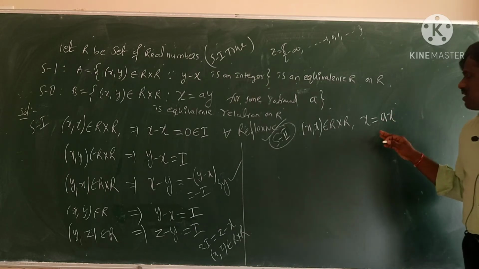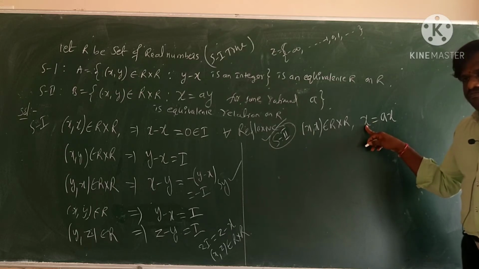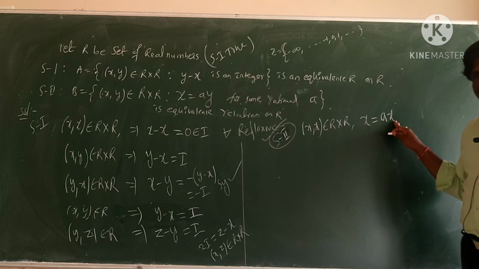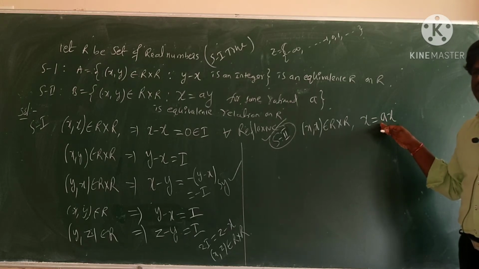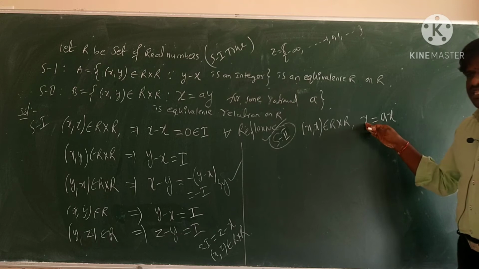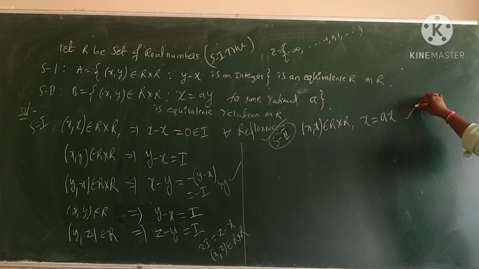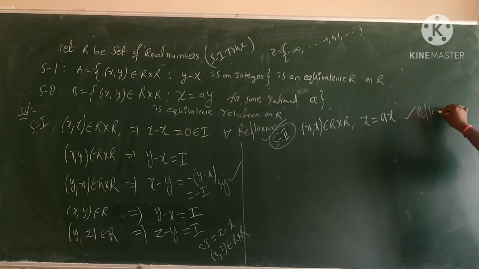See, you take any number, like 2, will I get 2? If a is 1, I'll get it. If I take anything, I'll get it here. So it is reflexive. Are you getting what I said? So reflexive is done. Right, done?